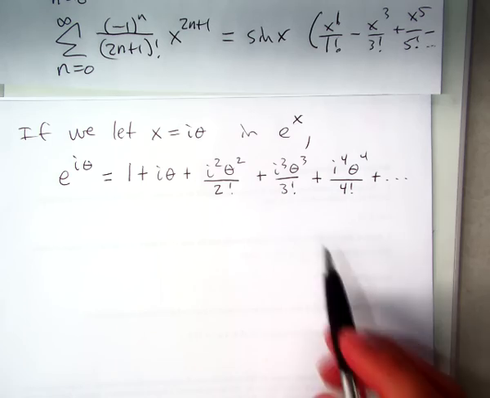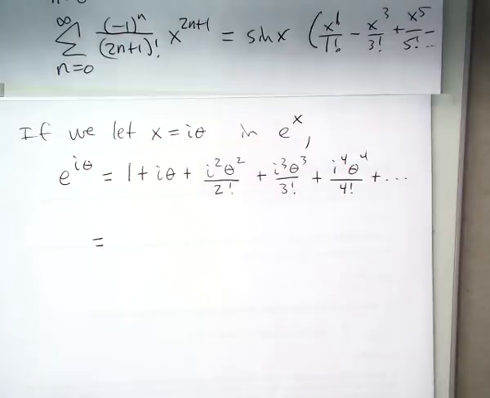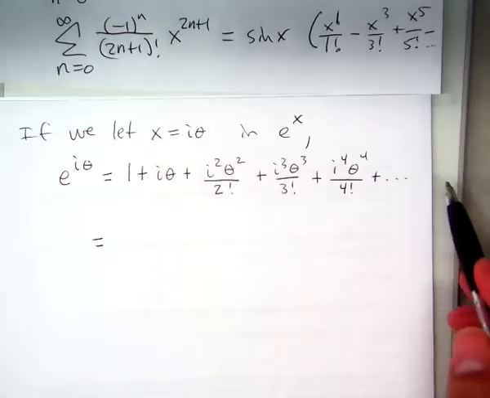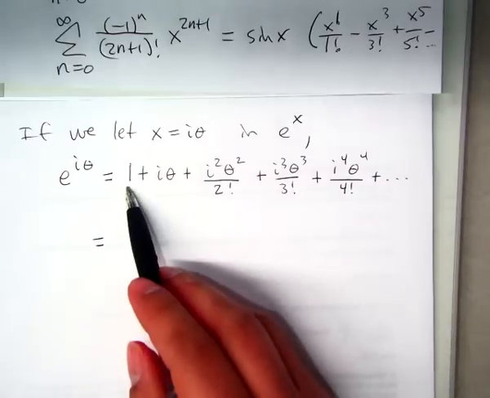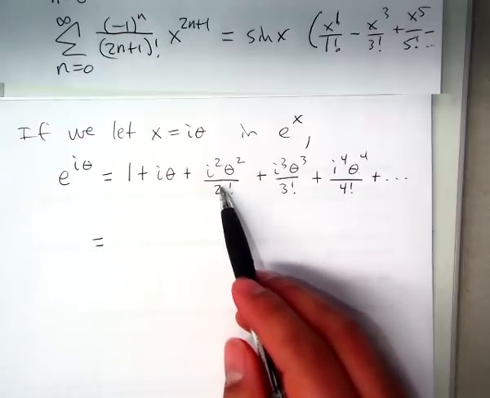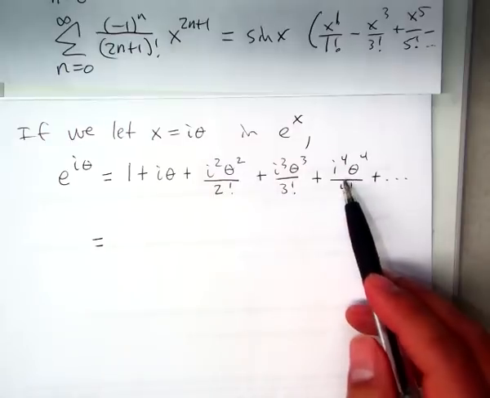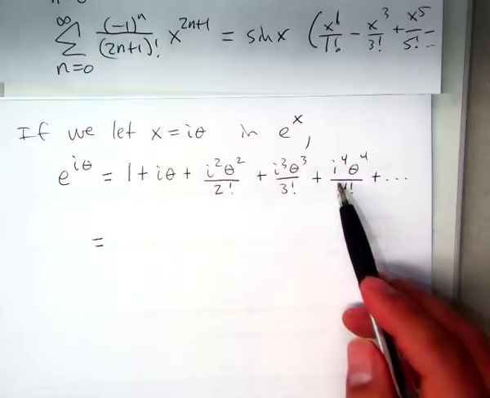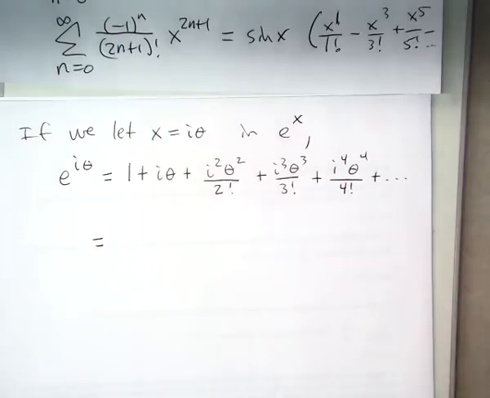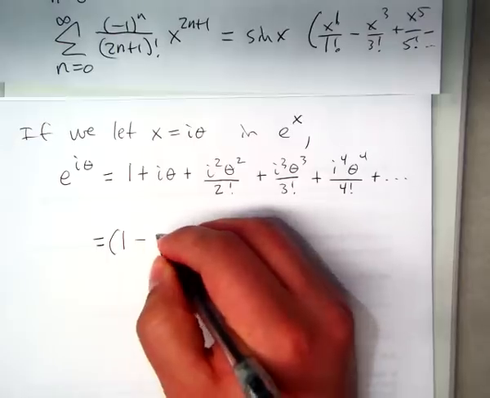Now, let's group things. Like, for example, we're going to have a whole bunch of real stuff in this expansion, right? This third term is just real, right? Because i squared is what? Negative 1. This fifth term is just real because i to the 4 is 1. So basically we have positive, negative, positive. You guys see what's happening here? So I'm going to put those together. 1 minus theta squared over 2 factorial.